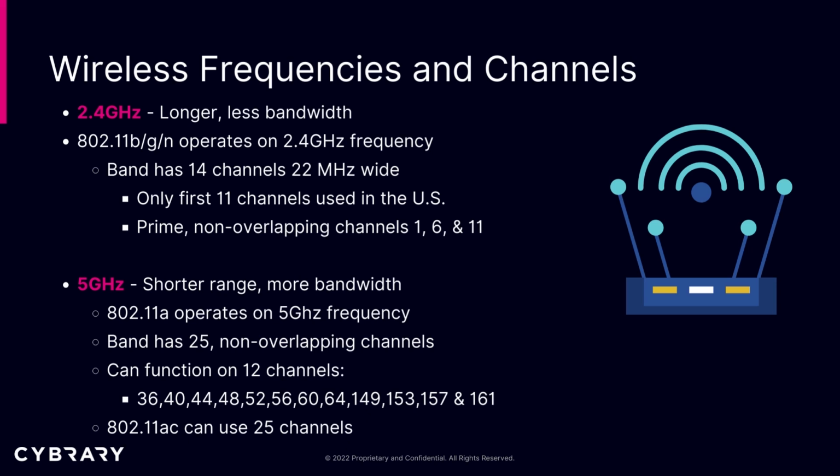5 gigahertz, on the other hand, is a shorter range, but it has more bandwidth. 802.11a operates on the 5 gigahertz frequency. And this band has 25 non-overlapping channels. And we can function on 12 channels. Those are the channels listed there: 36, 40, 44, 48, 52, 56, 60, 64, 149, 153, 157, and 161. However, 802.11ac uses 25 channels.